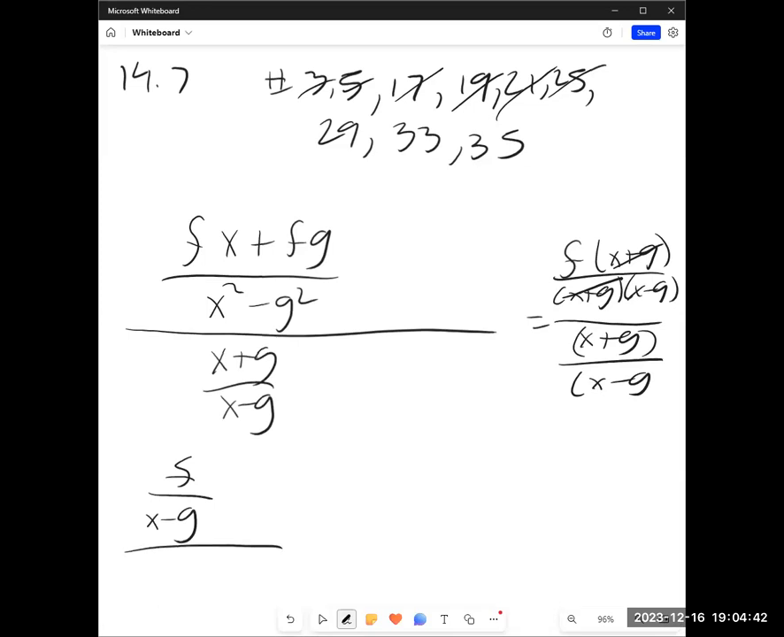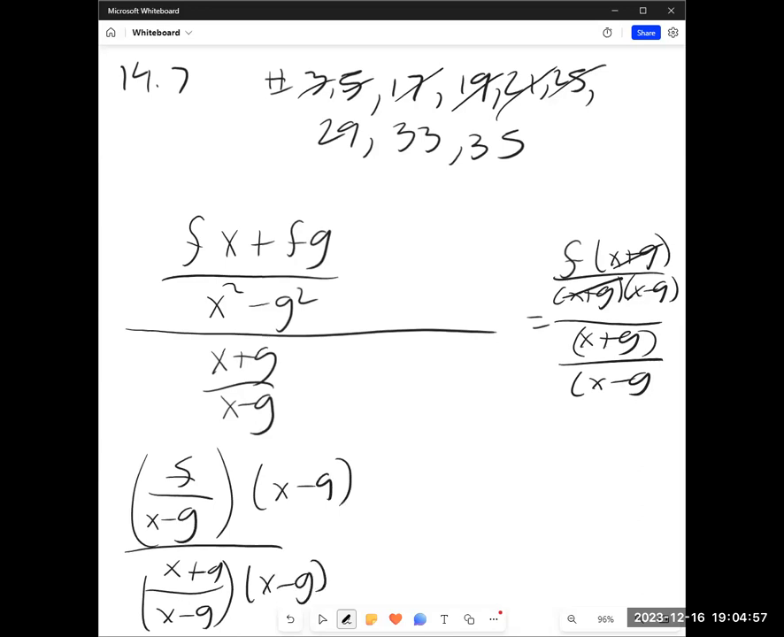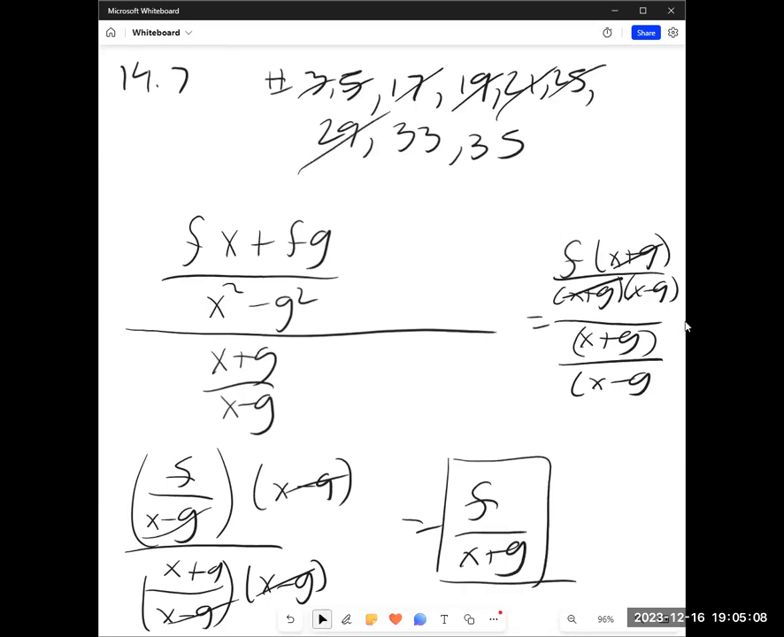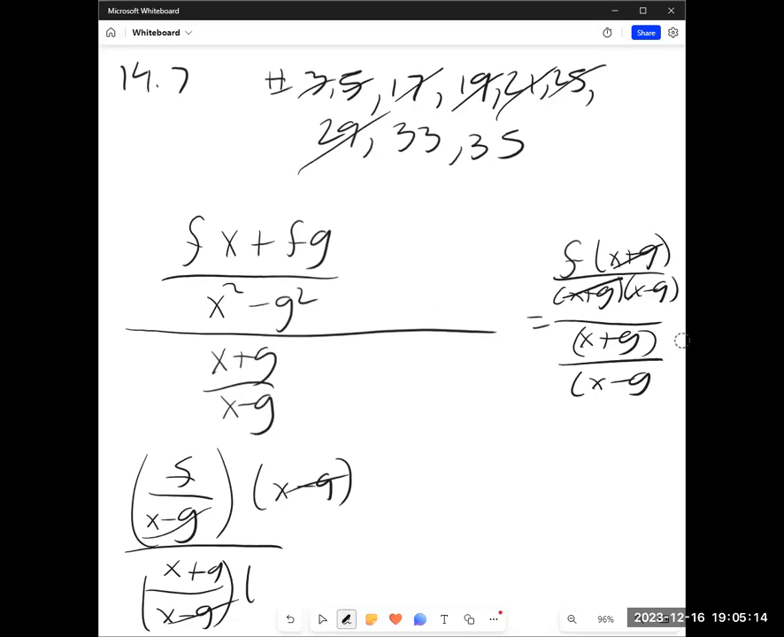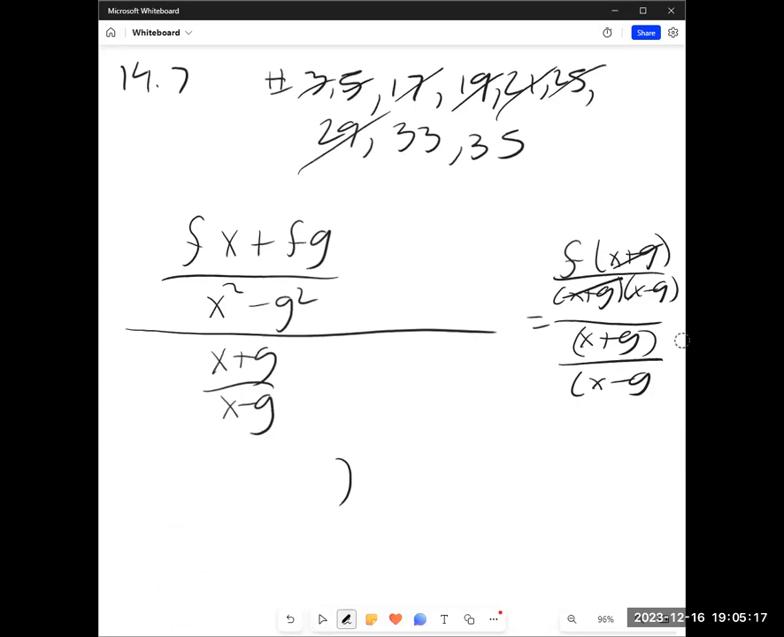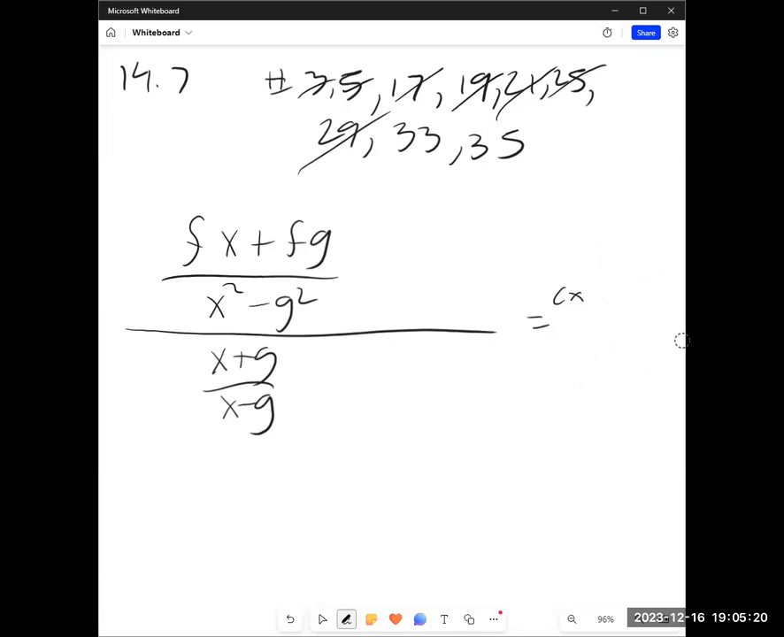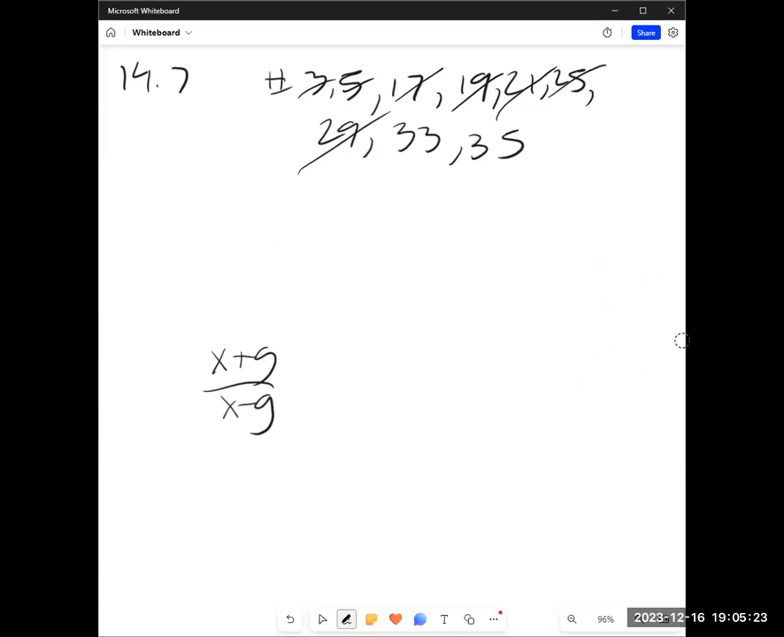over x plus g over x minus g. They already have a common denominator, x minus g, that I'm going to multiply by, and that gives me f over x plus g for my final. That problem would have been a lot harder if we didn't simplify first.